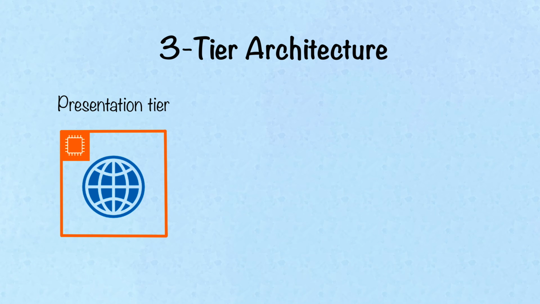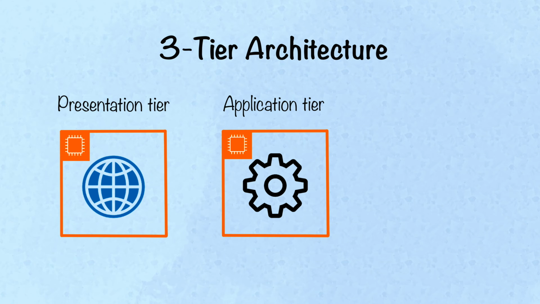Presentation tier. This is what users see and interact with, like your website or mobile app. It displays information and takes user input. A web server delivering HTML, CSS, and JavaScript to the user's browser is a perfect example of this.